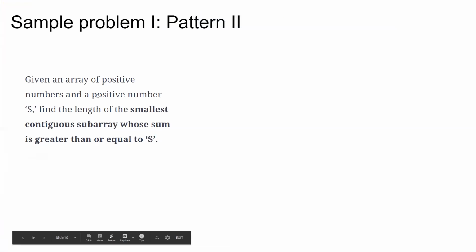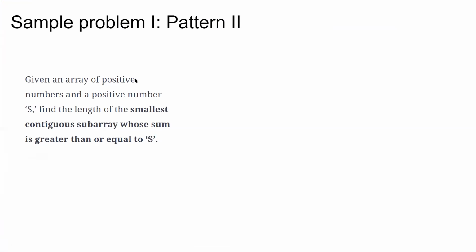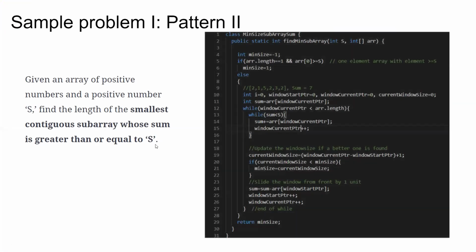So this is a common problem, right? You are given an array. This is even making it simpler. You have an array of positive numbers and you want to find the length of the smallest subarray whose sum is greater than or equal to s.